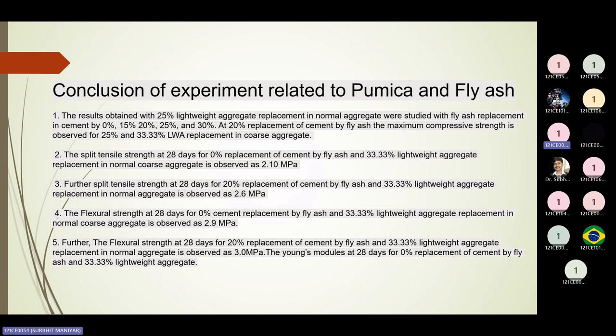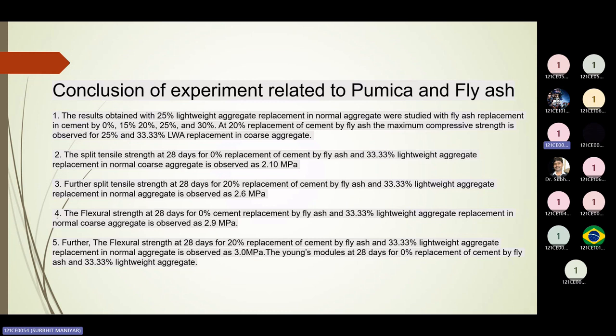replacement in coarse aggregate. The split tensile strength at 28 days for 0% replacement of cement by fly ash and 33.3% lightweight aggregate replacement in normal coarse aggregate is observed as 2.1 MPa. Further, split tensile strength at 28 days for 20% replacement of cement by fly ash and 33.3% lightweight aggregate replacement in normal aggregate is observed as 2.6 MPa.